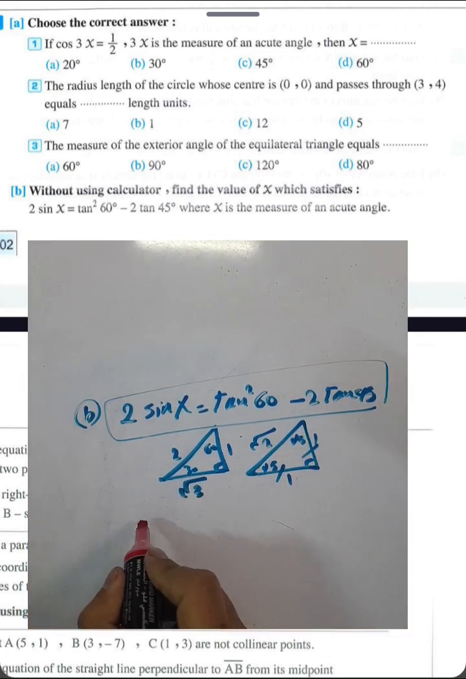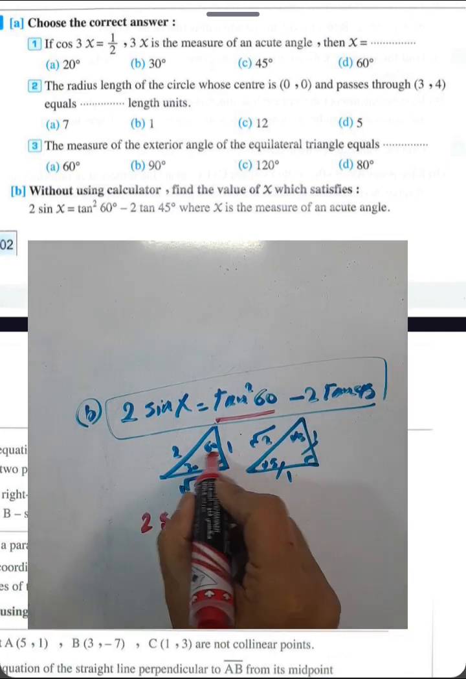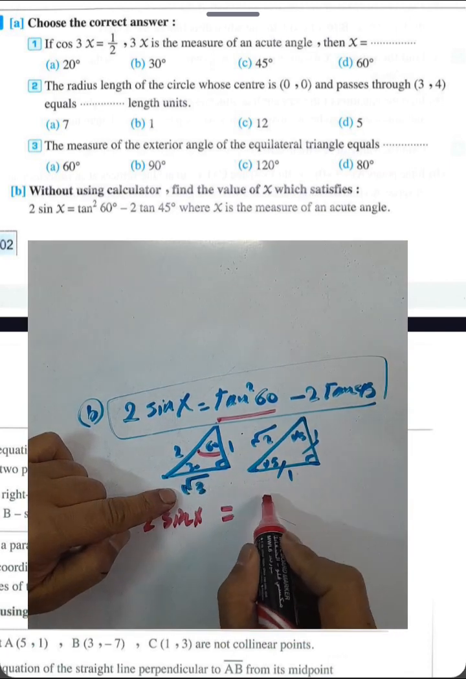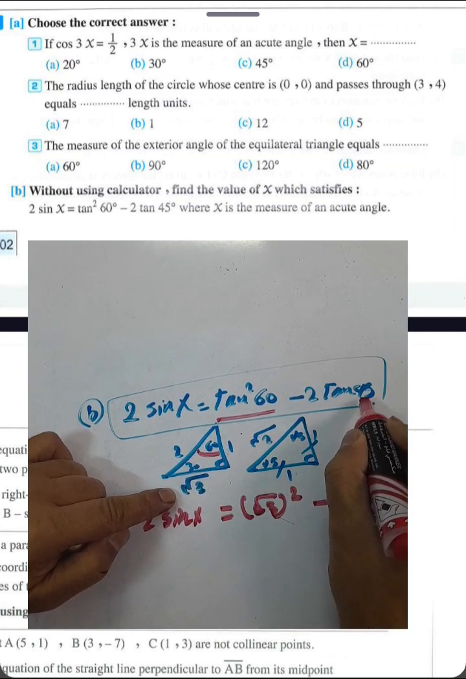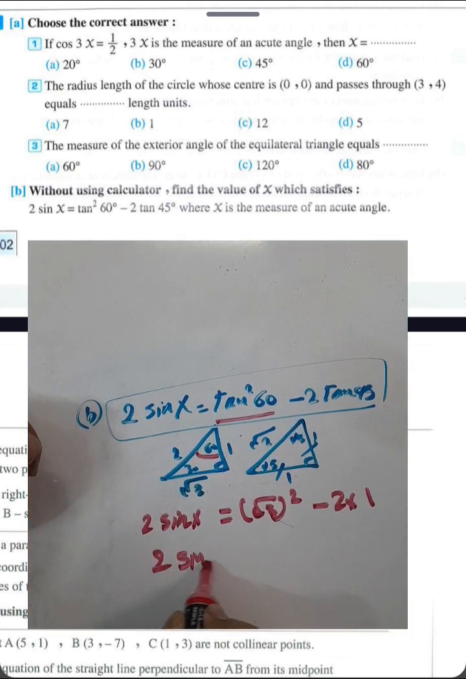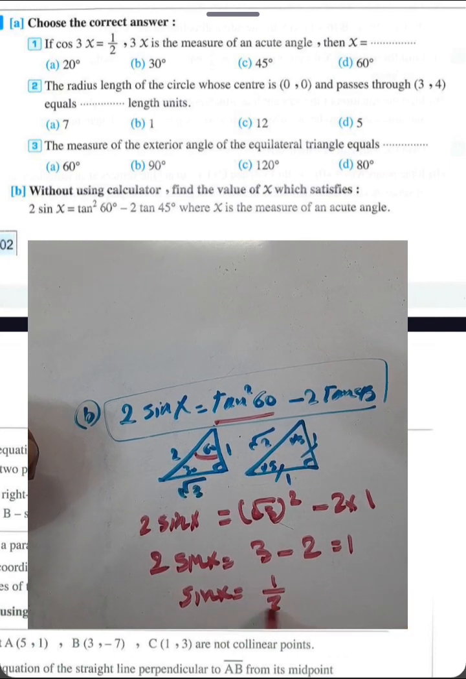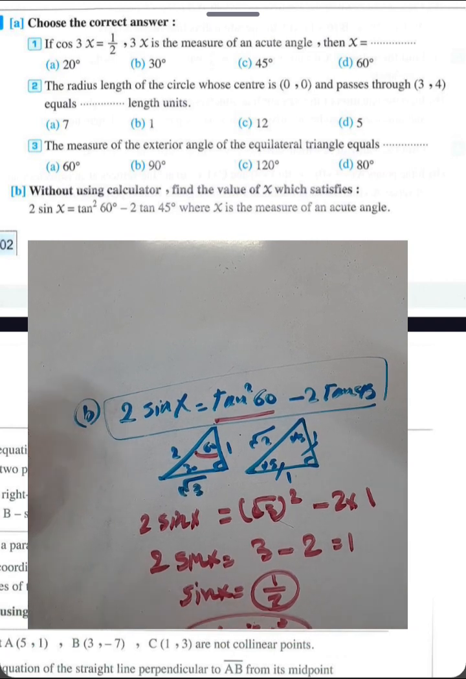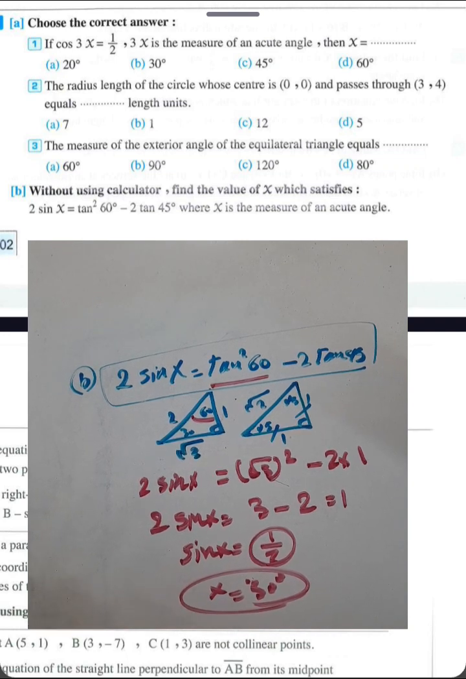We can write 2 sine x equals tan squared 60. Tan 60 is opposite over adjacent, root 3 over 1, squared, subtract 2 times tan 45. Tan 45 is 1. Then 2 sine x equals 3 subtract 2. The result will be 1. Then sine x will be 1 over 2. Then x will be equal to 30 degrees. We can find the angle x by shift sine half. The result will be 30.